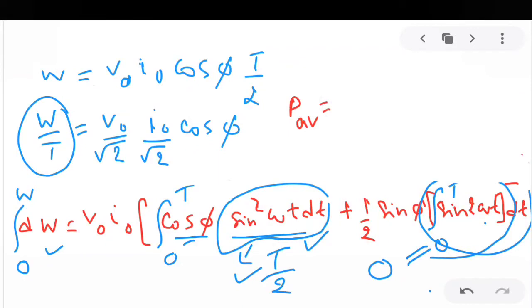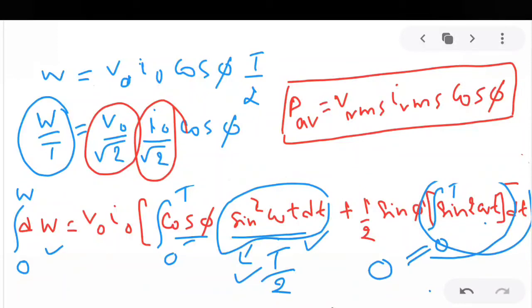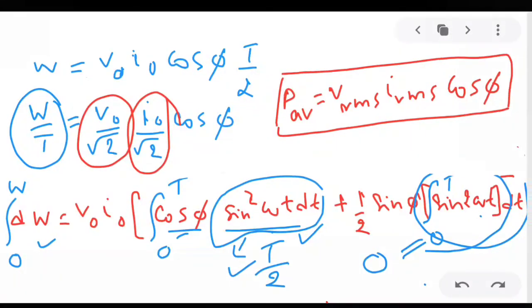So we have average power, P average, equal to V naught by root 2 which is VRMS, multiplied by IRMS, multiplied by cos phi. So this is the expression for the average power consumed in one cycle: VRMS, IRMS, cos phi. Now this phi is the phase difference between voltage and current. This term cos phi is called power factor.